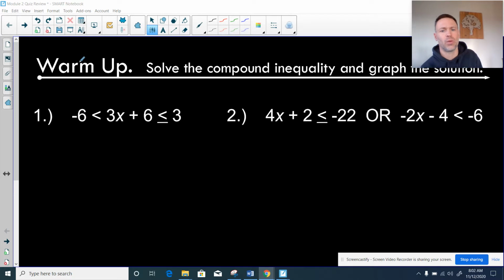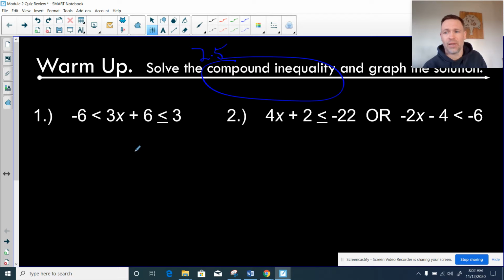All right, so we're going to start with a warm-up, which is also going to serve as part of the quiz review. Our last class was section 2.5, and 2.5 was about compound inequalities. And remember, when we were solving compound inequalities, which is what we have to do in the first two examples here, we have to first determine if they are and or inequalities, okay?